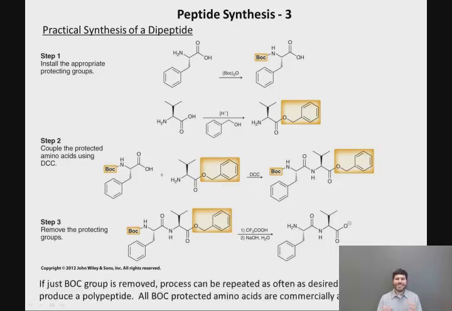Okay, so these two protecting groups will come off under different sets of conditions. Just the Boc group is removed, and this process can be repeated as often as desired to produce a polypeptide instead of a dipeptide. And as I've already mentioned, all of the Boc-protected natural amino acids, at least, are commercially available, so that's going to save you some work of putting the Boc protecting groups on.